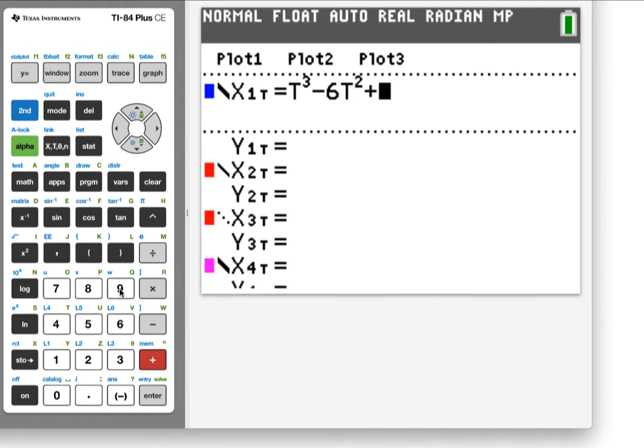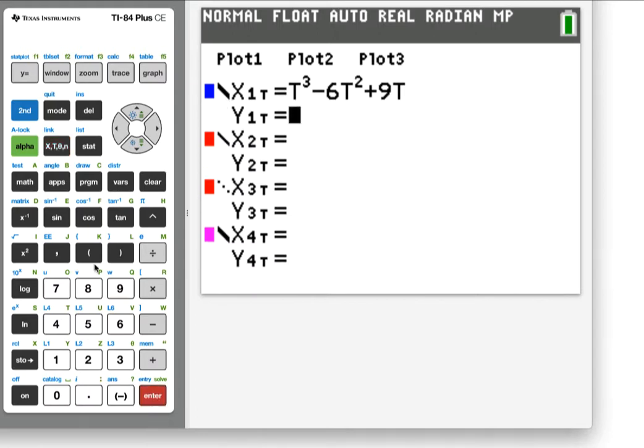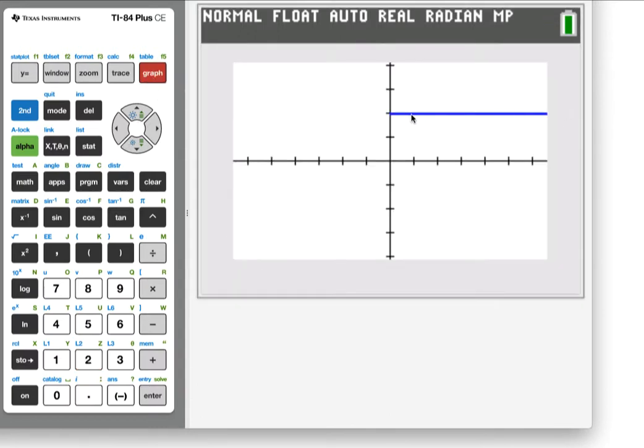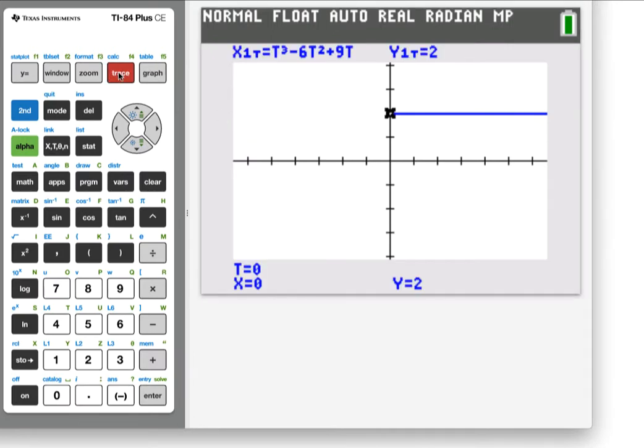Now, one thing I can do is let y equals 2. I'm going to explain why I do that in a second. So with my set of parametric equations here, when I graph, I see my particle traveling in the plane. If I hit trace, we're going to notice that from 0 to 1 seconds, the particle's moving in the positive direction. Then at 1 second, it changes direction and starts traveling backwards. And then at 3 seconds, it starts moving in the positive direction again.